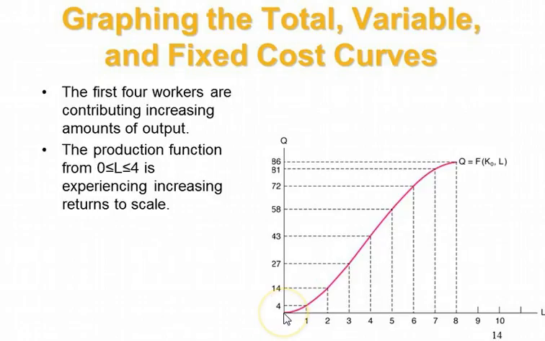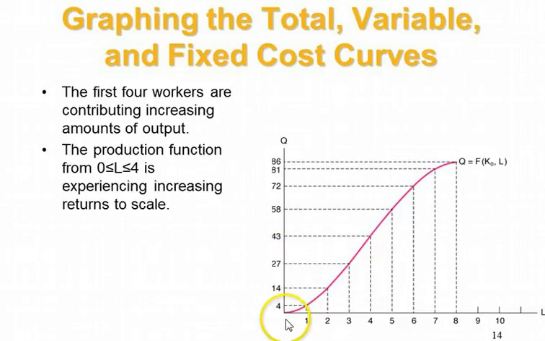For example, you have 0 workers, you have 0 output. Hire 1 worker, you have a total of 4 units. You hire 2 workers, you have a total of 14 units. But the marginal product of the second worker is 10, meaning output increased by 10 when you hired that second worker. That's what marginal product is. Marginal product is the change in total output when you hire one more worker. So the amount between the two numbers here is the marginal product.